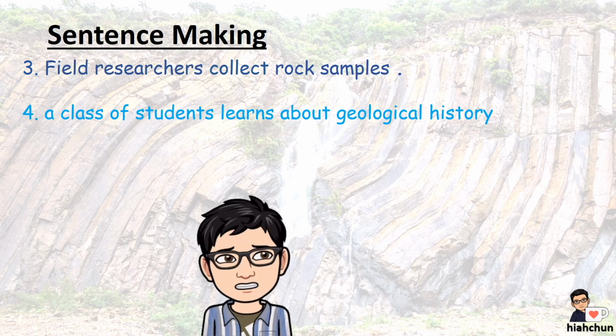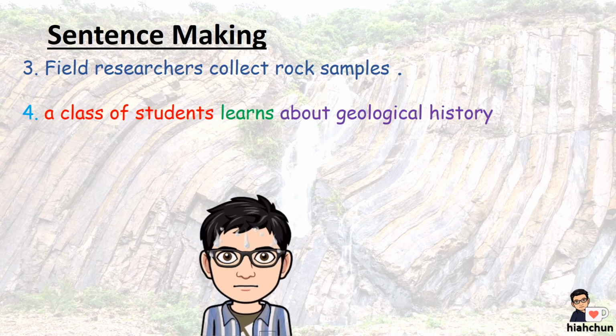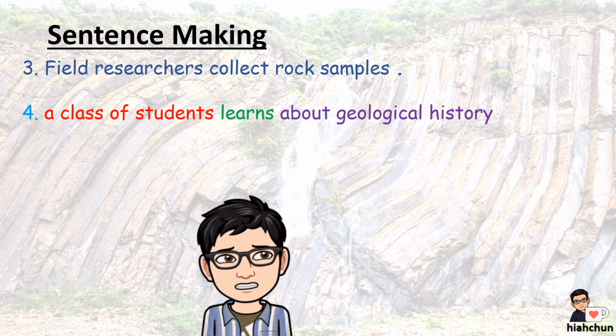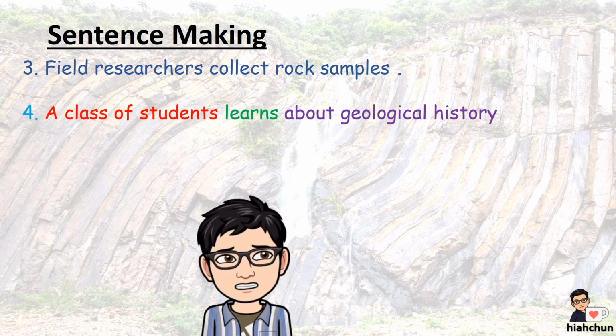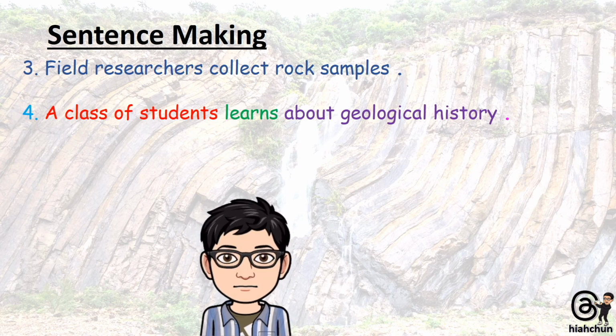Let me try. A class of students are subjects. Learns is a verb and about geological history are objects. A sentence needs a capital letter at the beginning, so I change the article a to a capital letter A. Also, I put a full stop after the objects, about geological history. A class of students learns about geological history.